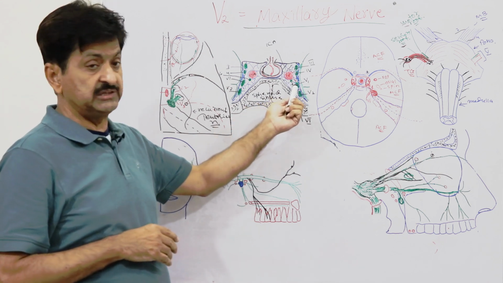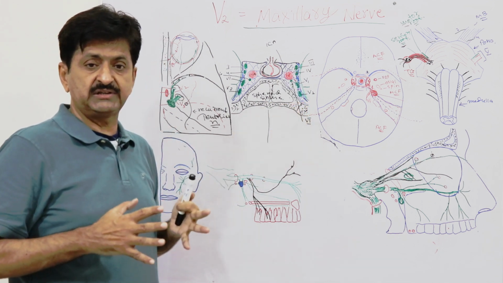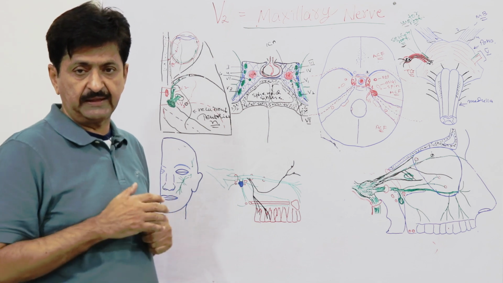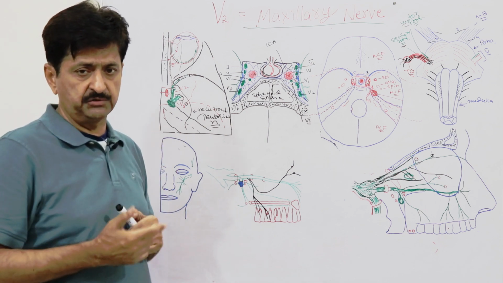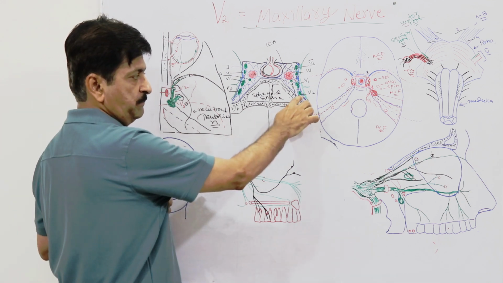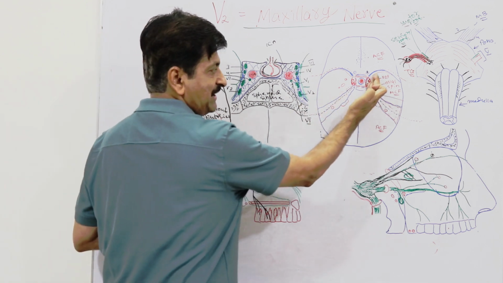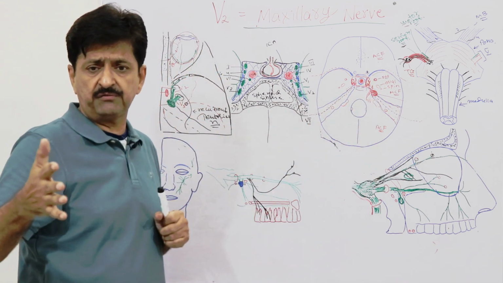That's why a problem in the cavernous sinus, such as cavernous sinus thrombosis or pressure in the cavernous sinus, presses upon the lateral wall of the cavernous sinus, and it causes problems in all these four nerves including the maxillary. And here this is the maxillary nerve which is now running in the lateral wall of the cavernous sinus. You see that everything is running in the lateral wall of the cavernous sinus.